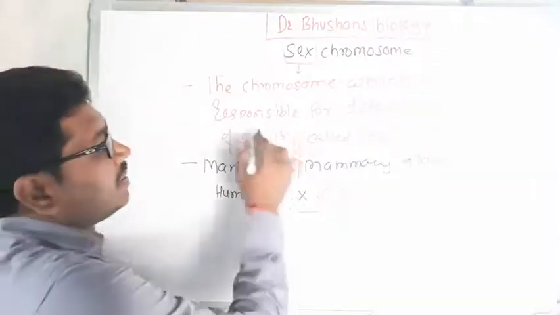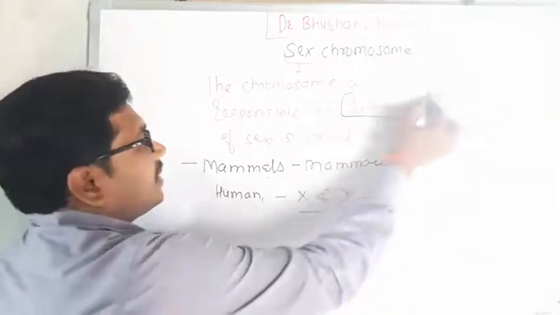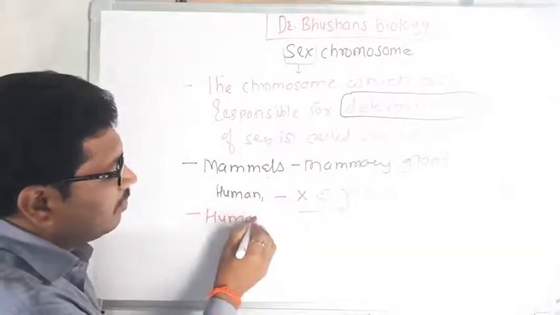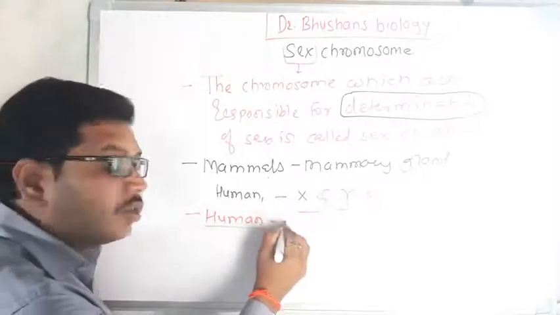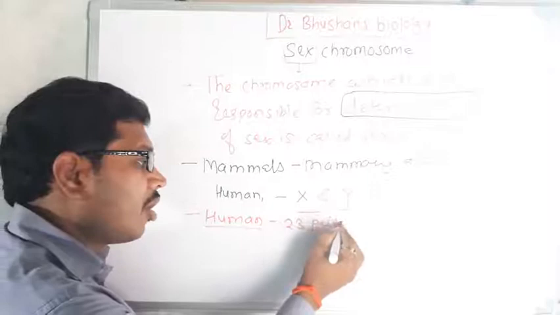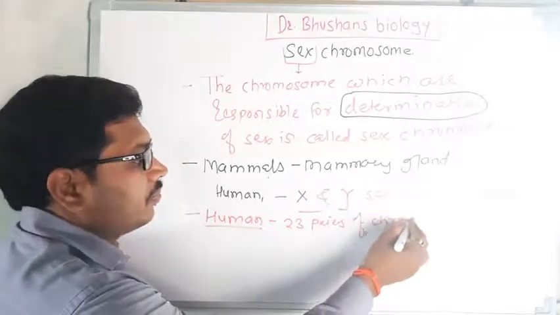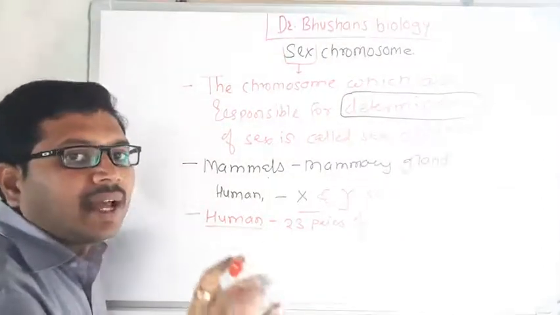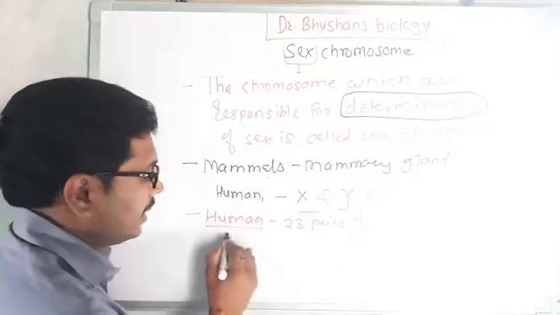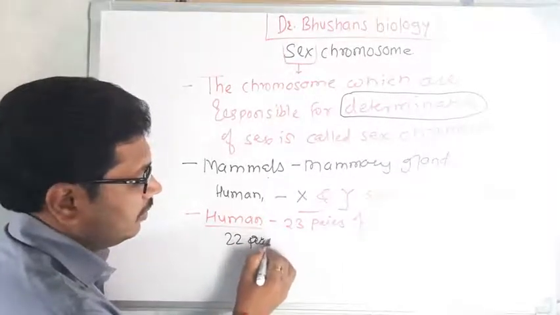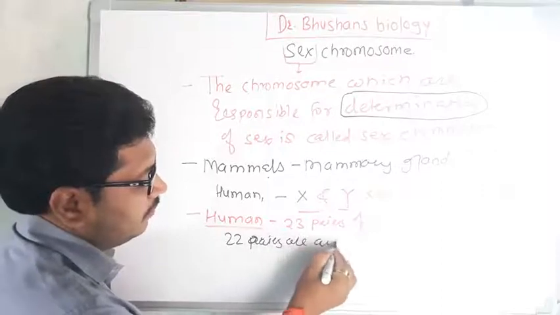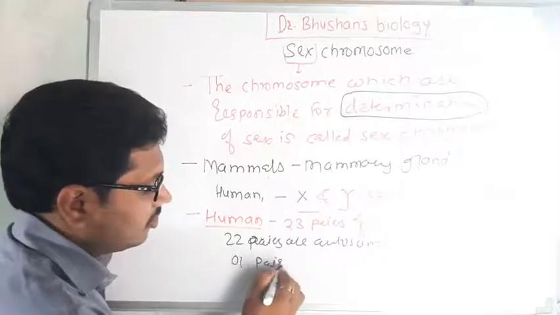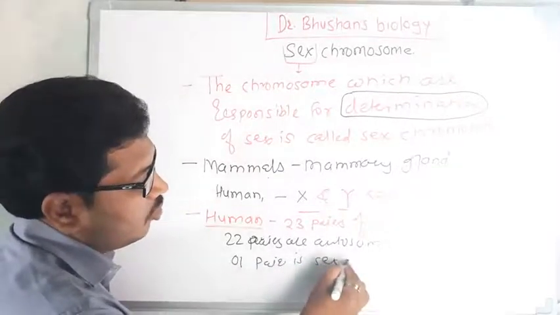You can see in the definition we have used the words determination of sex. If we think about humans, how many pairs of chromosomes do humans have? Humans have 23 pairs of chromosomes. Out of these 23 pairs, 22 pairs are autosomes, and the one remaining pair is the sex chromosome.